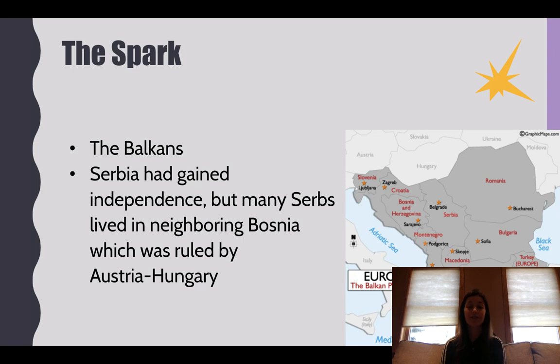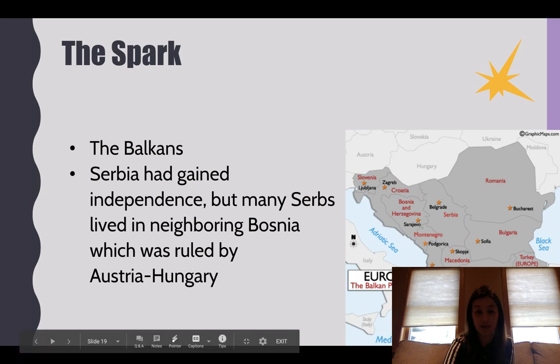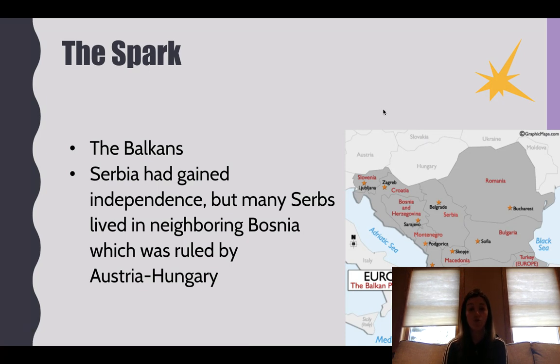World War I doesn't actually start until the spark. And the spark takes place in this part of Europe. You guys notice I can't snap. The spark takes place in a part of Europe known as the Balkans. And so this is the modern day Balkans. So at this point, Serbia had gained independence from Austria-Hungary. But so here's Serbia. Many Serbs were living in neighboring Bosnia, which was still ruled by the Austro-Hungarian Empire, right? So we're looking at this area specifically.